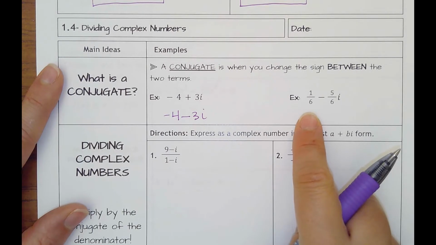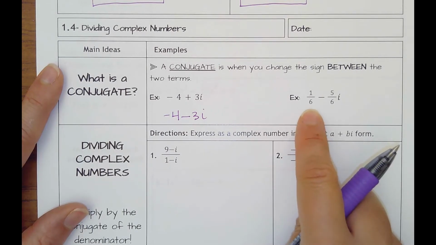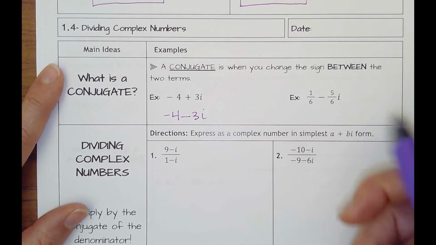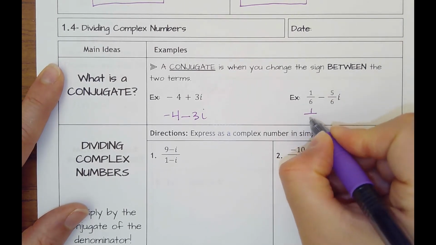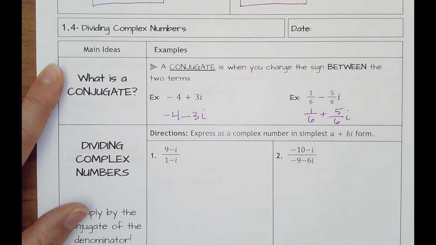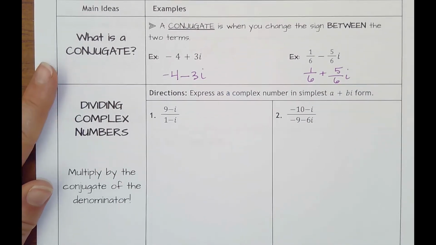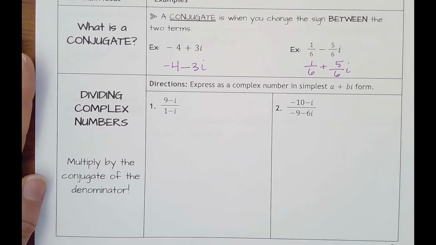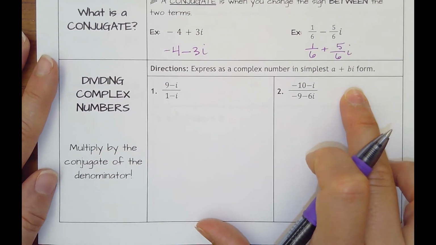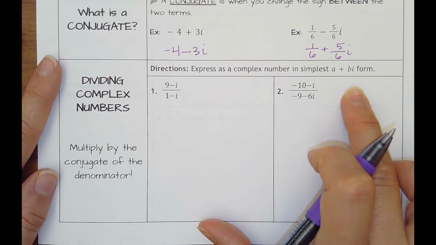The second example just has fractions in it, but see how it's still a real part, and then the bi, imaginary part. We would want to change the sign between them. So it'd be 1/6 plus 5/6 i. Now that we know that, we'll be able to divide complex numbers. And again, we want to express our final answer in the simplest a plus bi form.